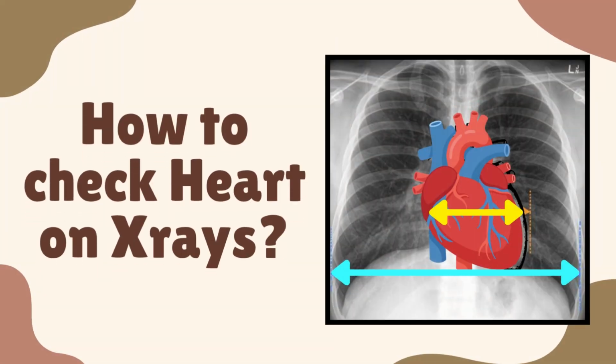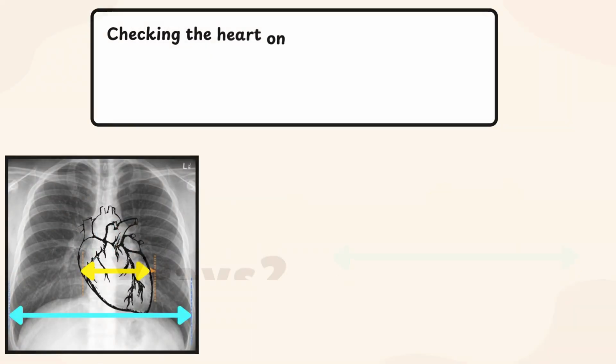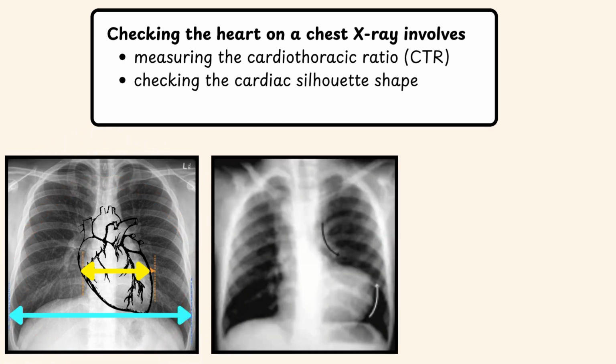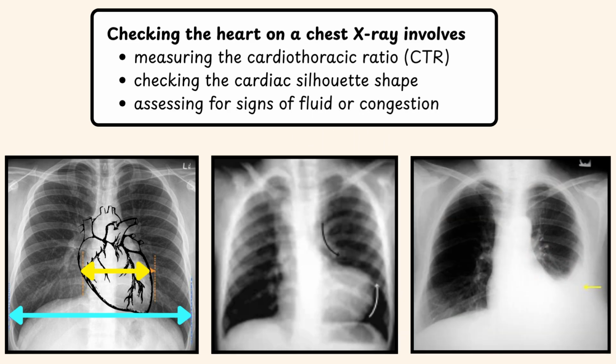How to check heart on X-rays. Checking the heart on a chest X-ray involves measuring the cardiothoracic ratio, CTR, checking the cardiac silhouette shape, and assessing for signs of fluid or congestion.